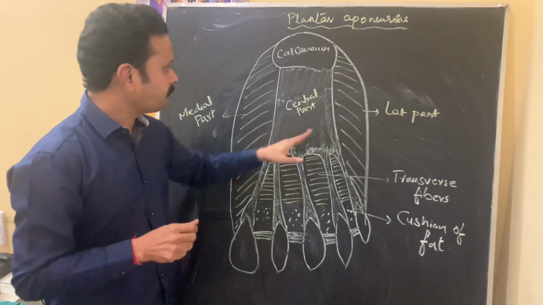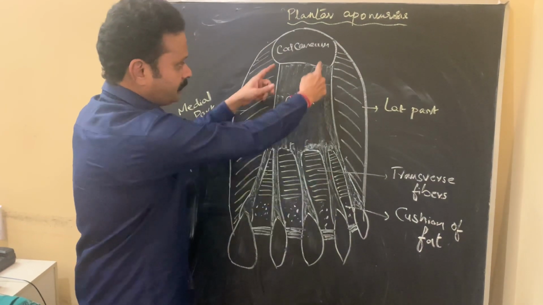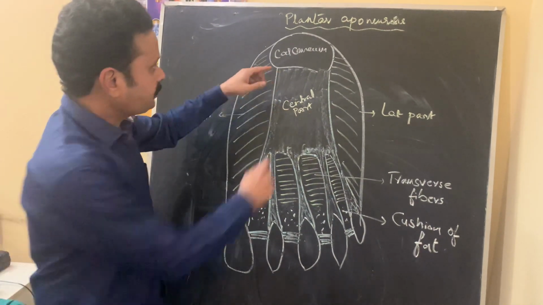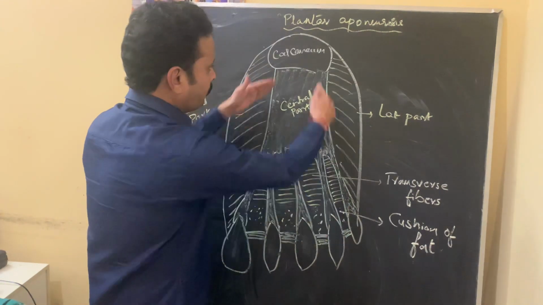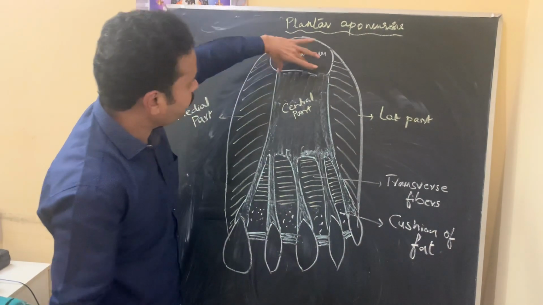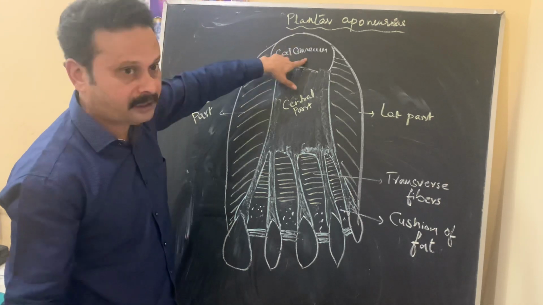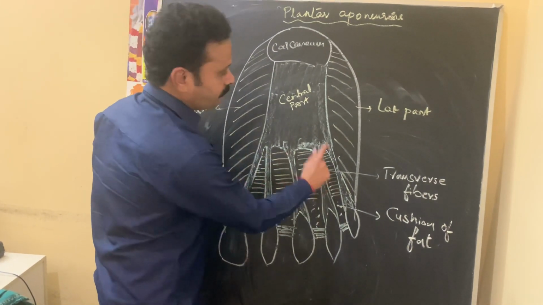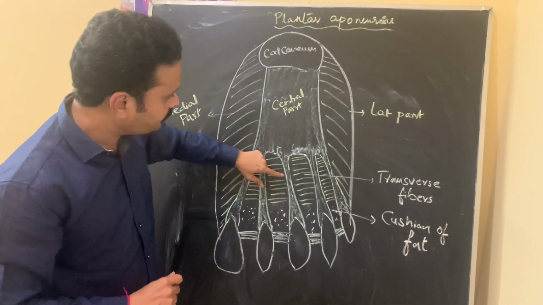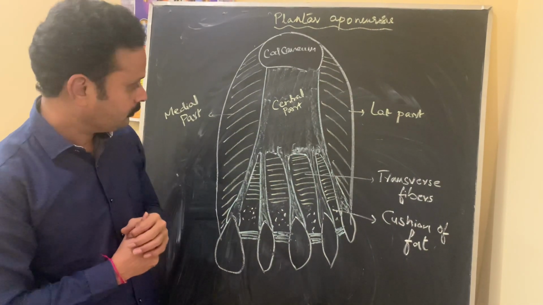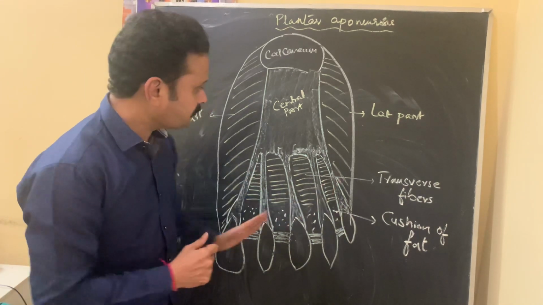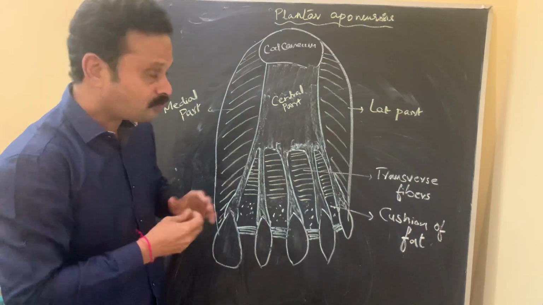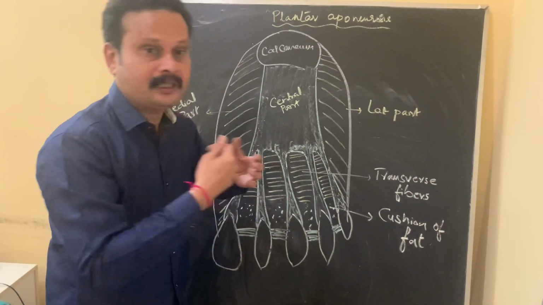Now coming to the attachments of this central part of the plantar aponeurosis, it is somewhat triangular in shape. Posteriorly it is thin, being attached to the calcaneum bone, and anteriorly at the region of the heads of metatarsals it splits into 5 digital slips, and between the digital slips it is connected by the transverse fibers so as to protect the underneath plantar vessels and nerves.